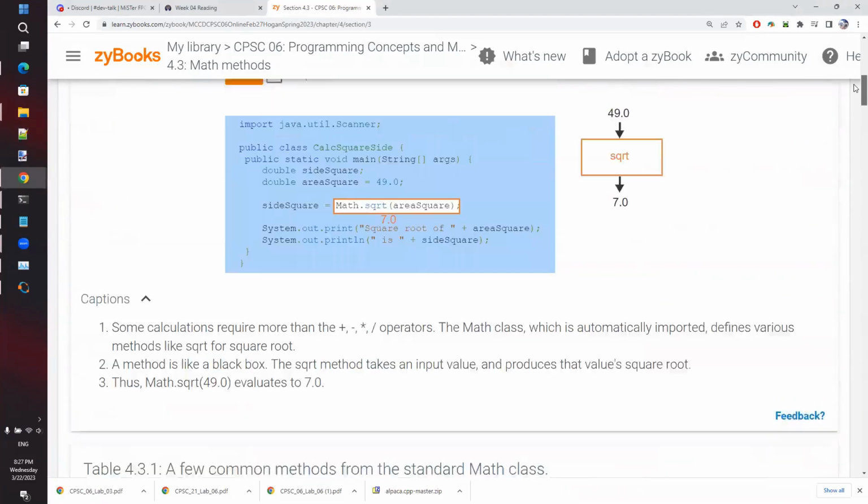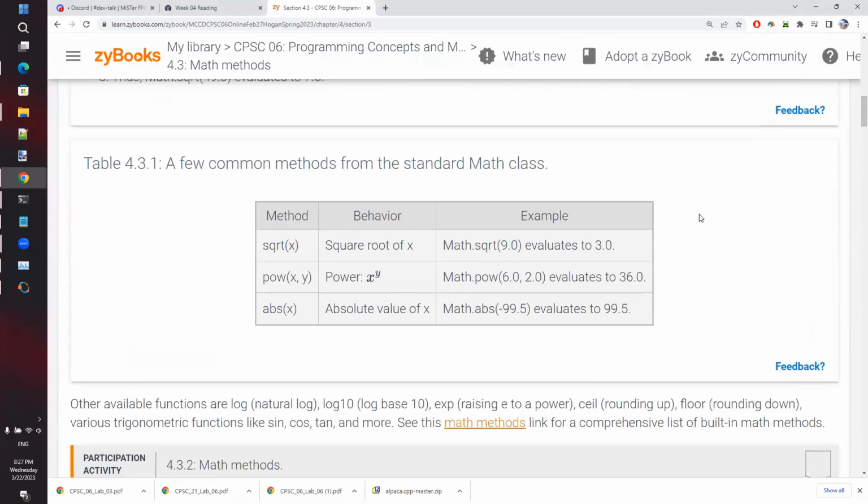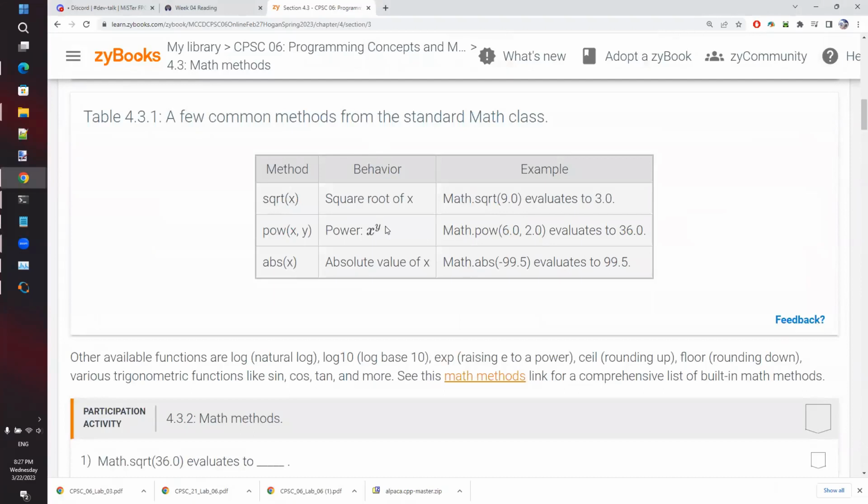Okay. Let's go through this here. So specifically, we're going to be looking at square roots and powers and absolute values. Okay. So you should know how these all work in math, right? Like the square root of 9 is 3. 6 to the power 2, 6 squared, is 36. And the absolute value just takes whatever the number is and makes it positive. So if it was negative, it's now positive.